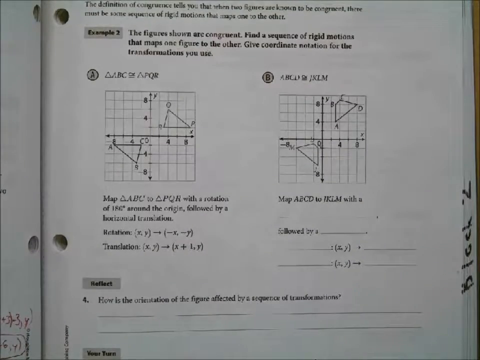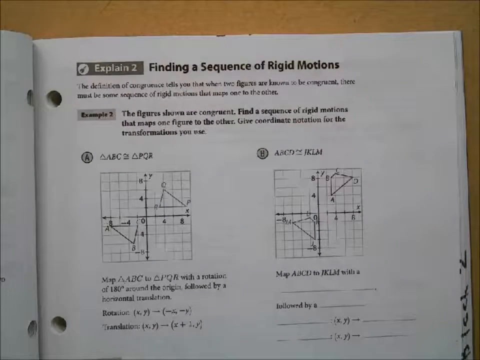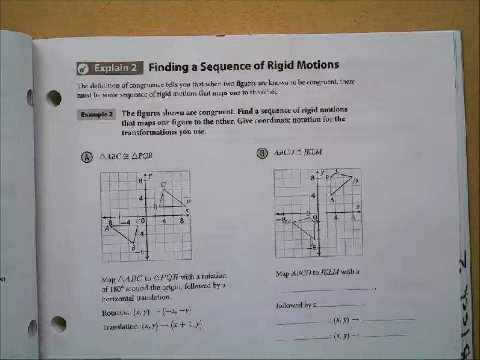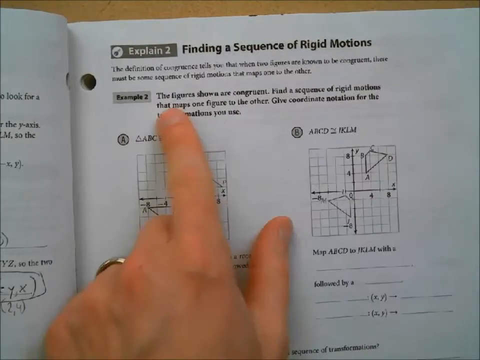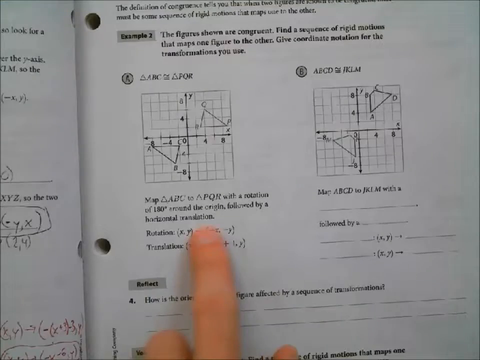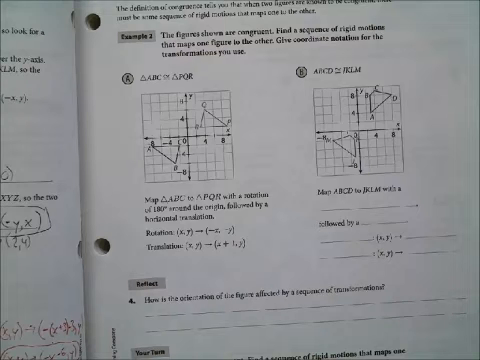So of course, sometimes to describe two things as being congruent, we need to use more than one transformation. There may be a sequence of rigid motions that we need in order to map one to the other. So for example here, for A and B, we're told the figures are congruent, and we're supposed to find a sequence of rigid motions that maps one figure to the other, and then give coordinate notation for the transformations you use. Now you'll notice they don't have us doing the coordinate notation all at once. They have you do it once and then like the 1 and 2.